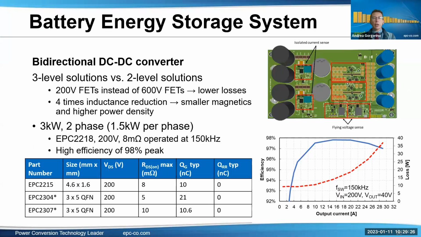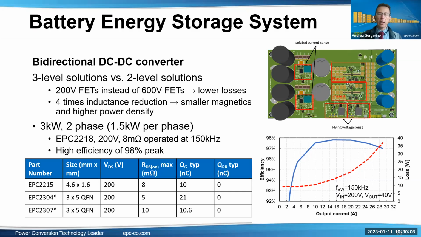Finally, for the battery energy storage system, we're talking here about the bidirectional DC-DC converter, which is mainly used in the DC coupled, but some AC coupled systems also. So what we'd like to propose here is a 3-level solution versus the standard 2-level solution. What this allows is basically to use 200 volt FETs instead of 600 volt FETs for the 2-level. And this means lower losses because the 200 volt devices are that much better. But it also means that the inductance is actually 4 times smaller, and the overall system magnetics and power density can be higher. We're showing here on the right-hand side our demonstrator.